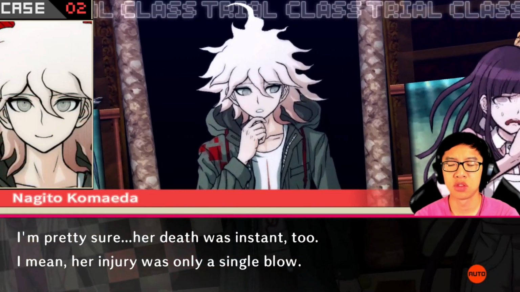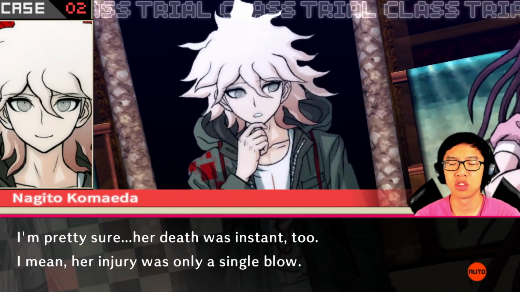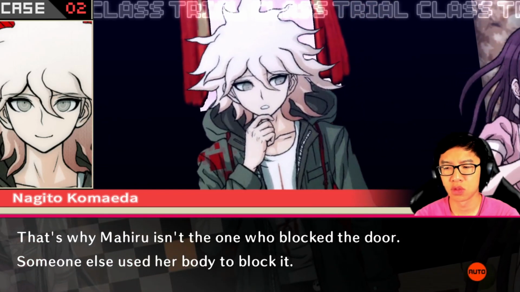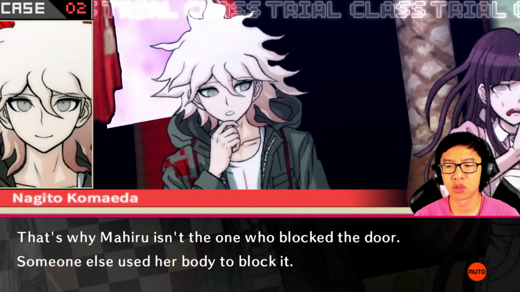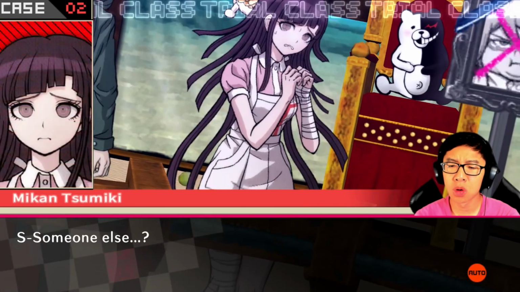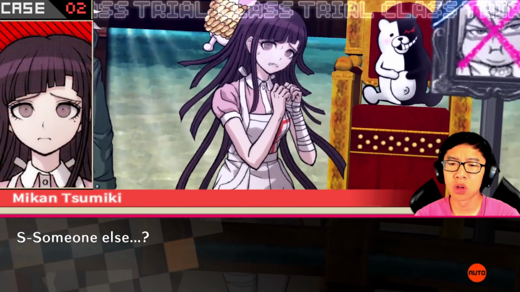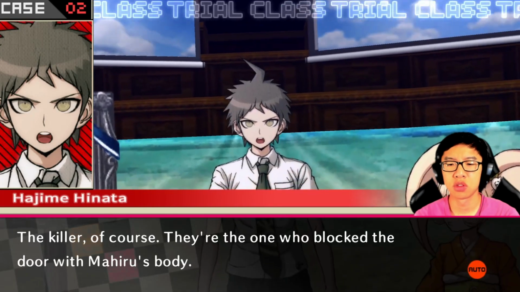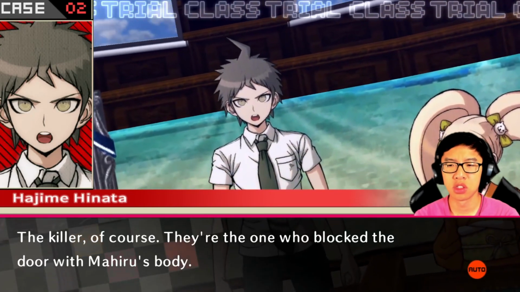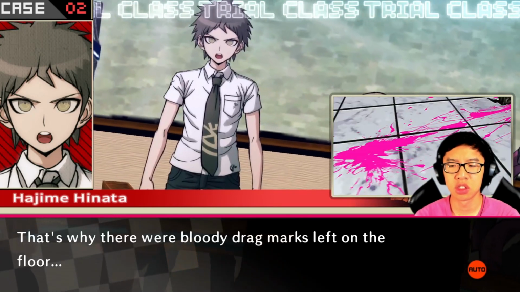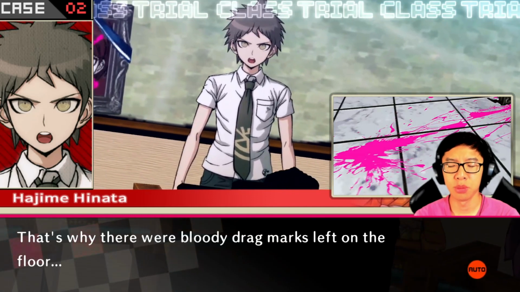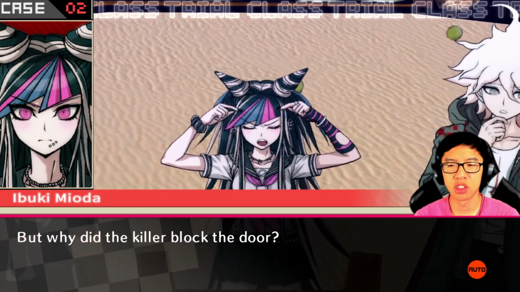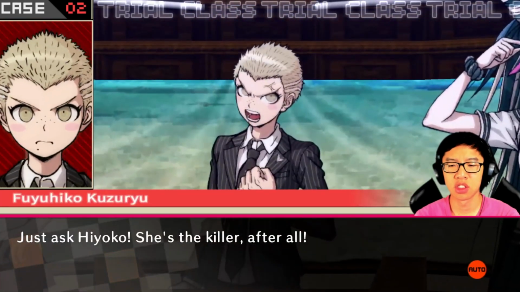I mean, her injury was only a single blow. That's why Mahiru isn't the one who blocked the door. Someone else used her body to block it. Someone else? The killer, of course. They're the one who blocked the door with Mahiru's body. That's why there were bloody drag marks left on the floor. Oh man. But why did the killer block the door? Just ask Hiyoko. She's the killer.